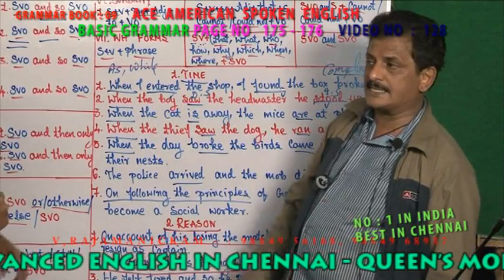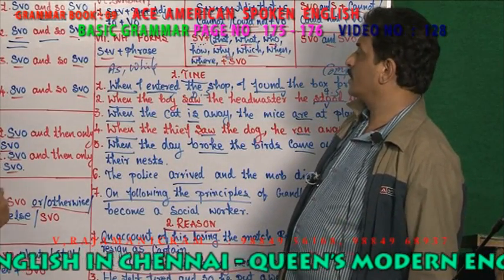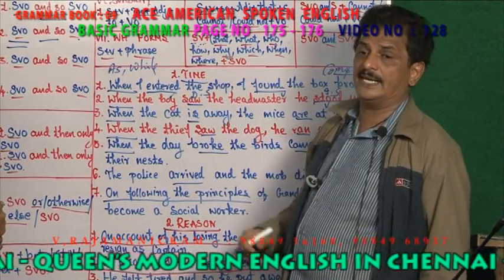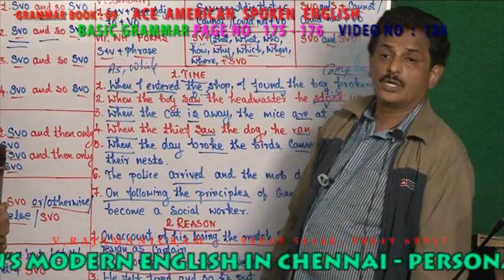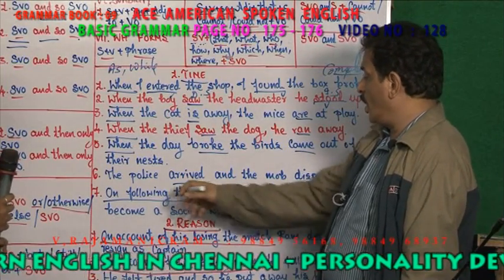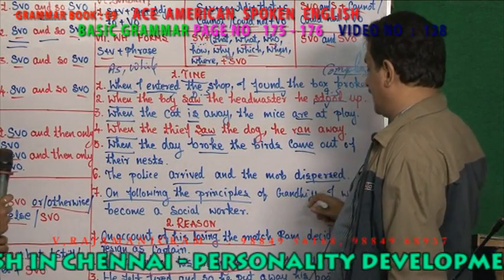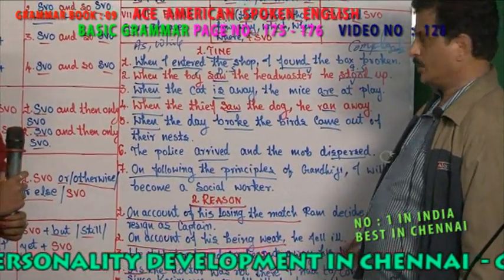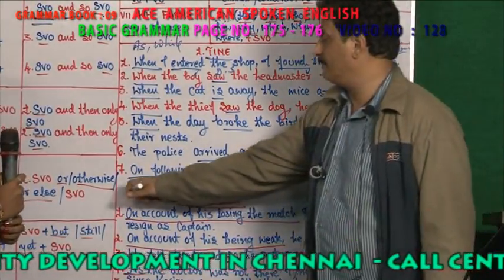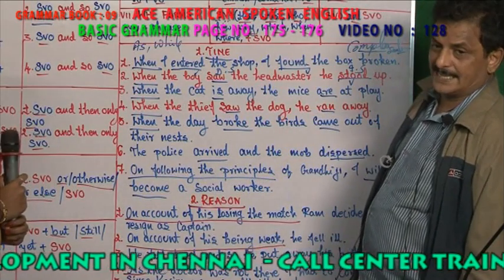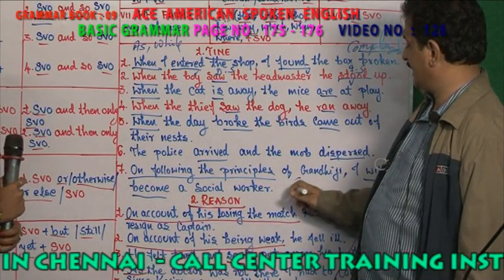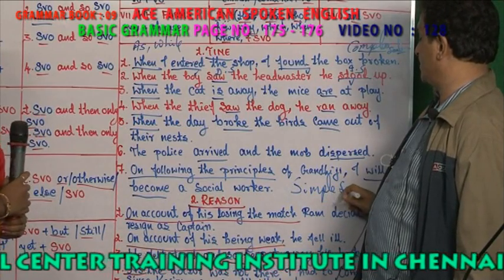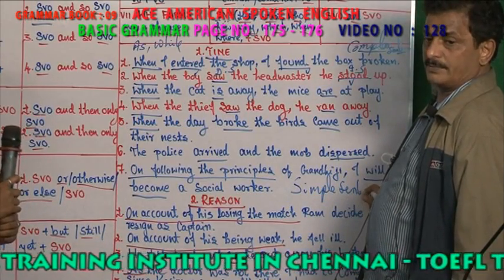Same type of sentences are there, then you are using compound. I entered the shop. I found the box broken. Without the when, then it is called compound. Right, sir? Now, on following the principles of Gandhi, I will become a social worker. How many verbs are there? Only one verb is there, will become. So what happened? This sentence is a simple sentence. Because only one verb is there. Right, sir? One verb is there.